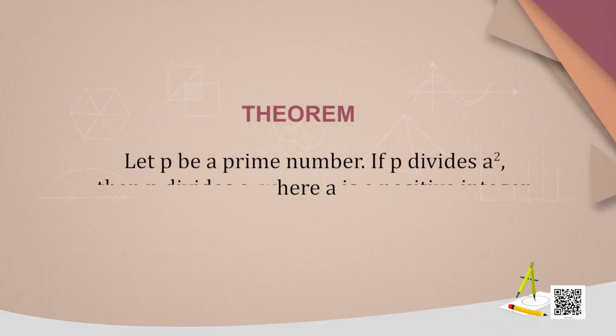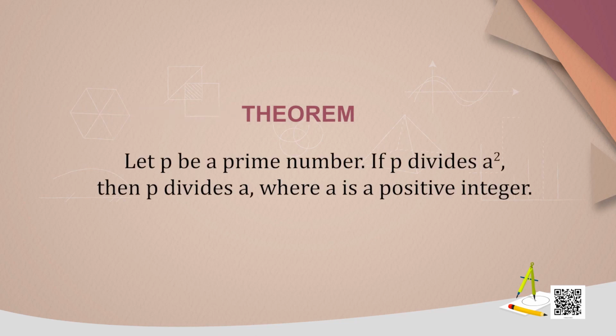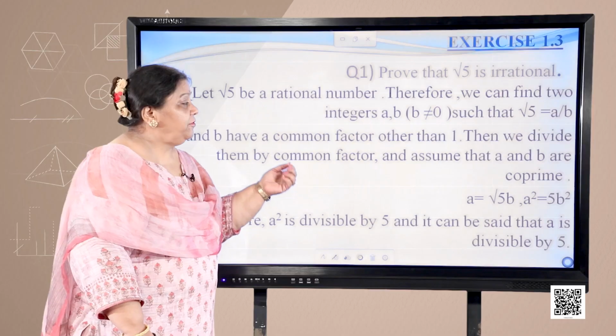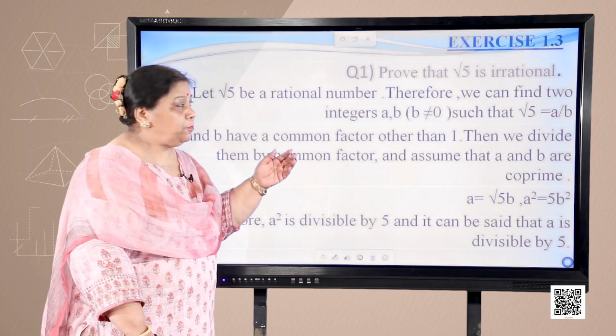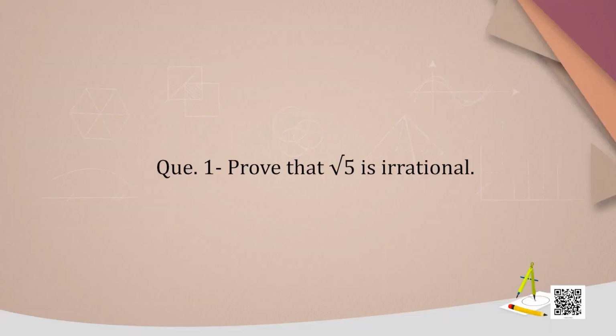Before we prove root 5 is an irrational number, let us look into an interesting theorem which states: let p be a prime number. If p divides a square, then p divides a, where a is a positive integer. We shall make use of this theorem in proving that root 5 is irrational.